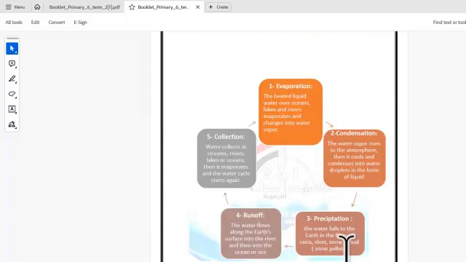Precipitation: the water falls to the Earth in the form of rain, sleet, snow, or hail. Runoff: the water flows along the Earth's surface into the rivers and then into oceans or seas. Collection: water collects in streams, rivers, lakes, and oceans. Then it evaporates and the water cycle starts again.